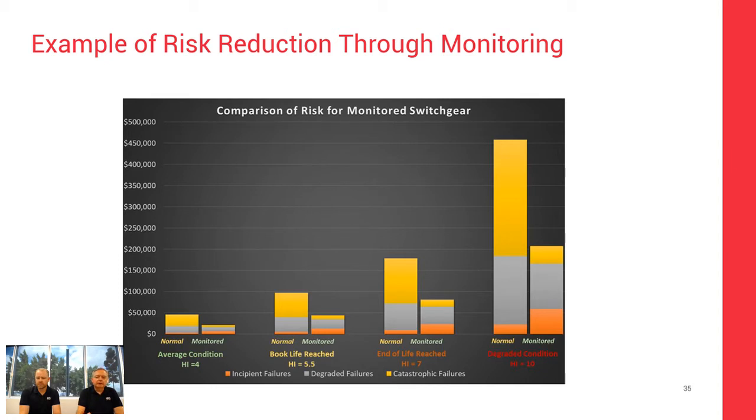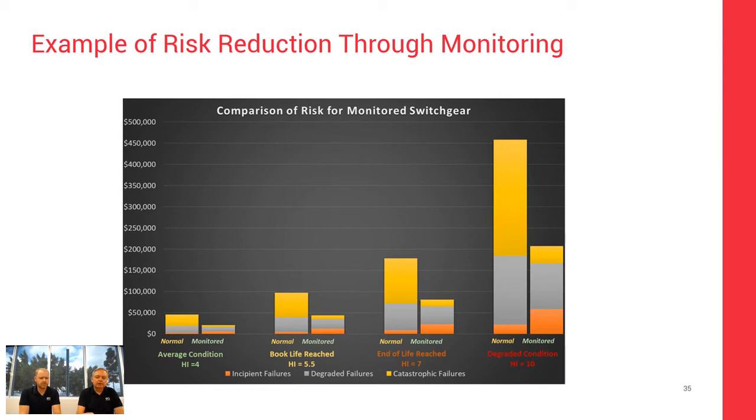So you can see, if we look at the third block of the graphs here, with a monitor on, we're driving that yellow section down to being much smaller. It increases the orange section, and that's for a degraded piece of switchgear, basically at the end of its book life. And you can see the risk that it is running with a monitor on is actually less than the risk of the previous period where it was going through the main part of its life.